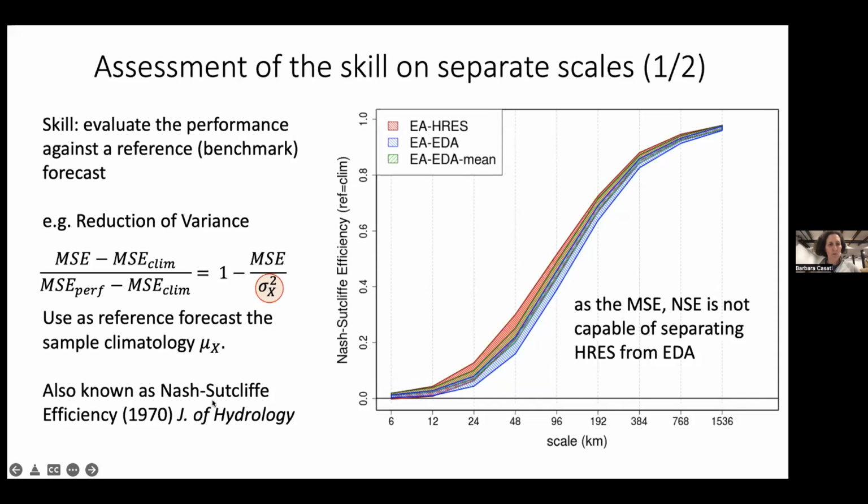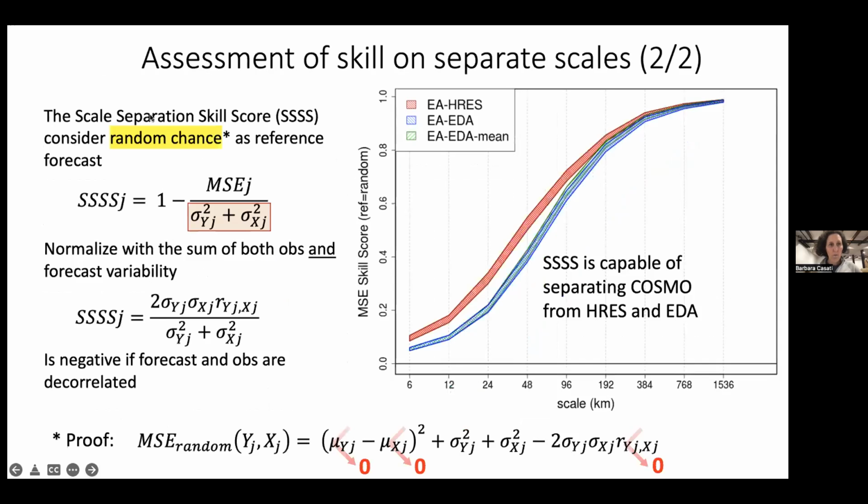The reduction of variance is also known as the Nash-Sutcliffe efficiency. Now, this reduction of variance still cannot separate the products well, like the mean squared error, because here I still have the effects of the forecast variability. So what we propose is to use the skill score against random chance. And random chance for my wavelet components is essentially the sum of the variances of the forecast and the observation components. At the bottom I put a quick proof.